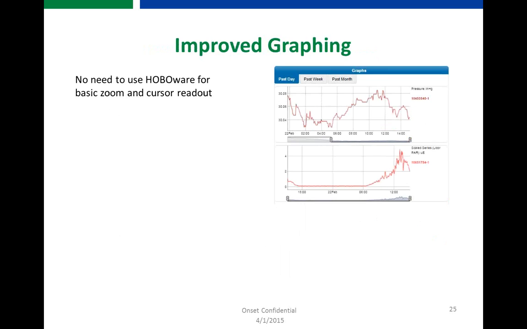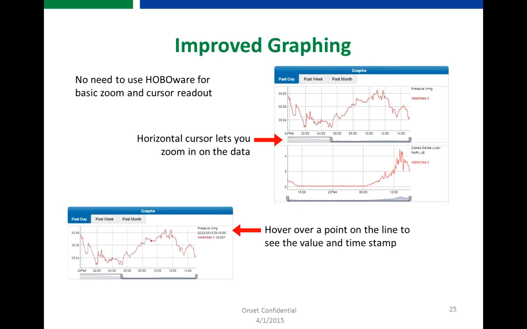Another thing that you'll notice that's different about this version of HOBOlink is that it's got more powerful graphing capability. So in a lot of cases, you won't need to export your data to another program such as HOBOware to be able to do some basic analysis of your data. So here you can see it's got these horizontal cursors that allow you to zoom in on data of interest so you can take a closer look. And then you can hover your pointer over a point on the graph, and it will give you the reading at that point and the time at that point, so you can know when those critical conditions happened.